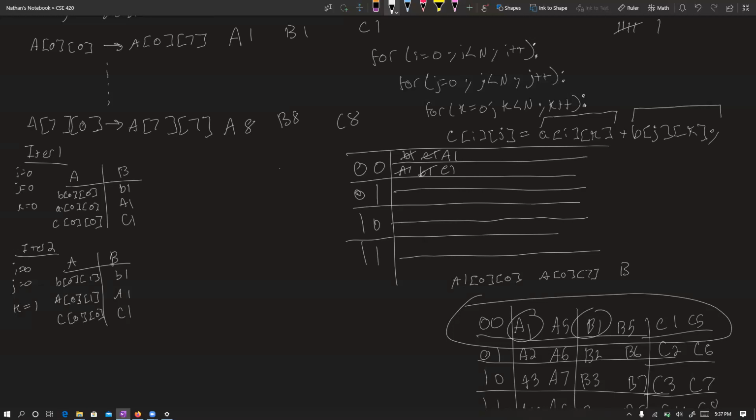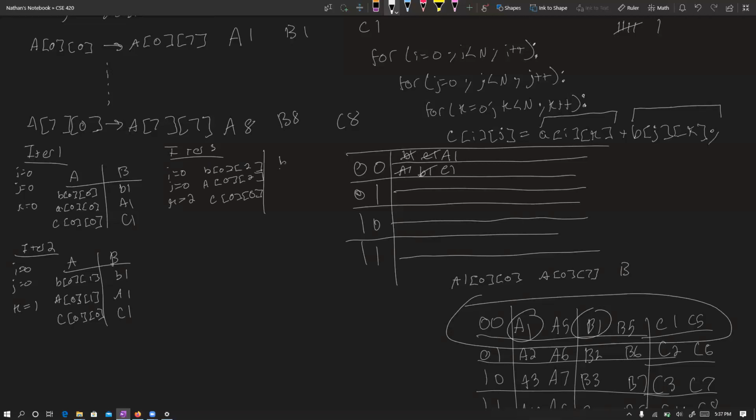And if we look at how the state looks currently, we have C1 and A1 still there. We'll do it for one more iteration, see what it looks like. i equals 0, j equals 0, k equals 2. So now we're accessing B0,2, A0,2, and then we're going to be accessing C0,0.